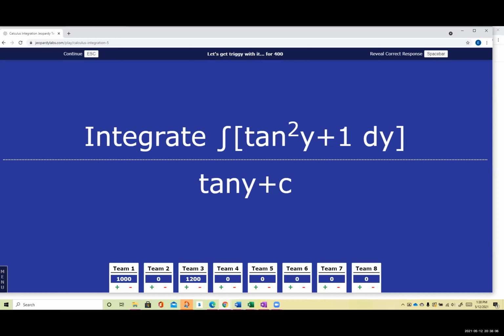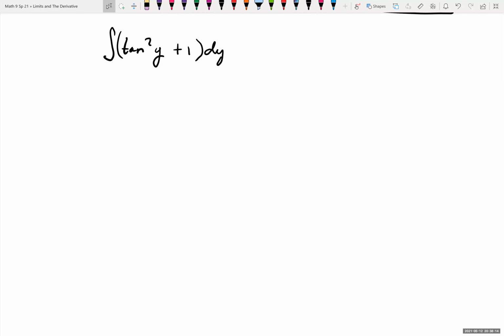Okay, so we got the right answer, tangent y plus c, but we're going to go over how to do this. And so first thing I was thinking of, what trig function would give me the derivative of tangent squared y? And there actually isn't one, but this right here is one of our trigonometric identities. Let me just think about it really quick. And so this is the one that is tangent squared y plus 1 is equal to secant squared y.